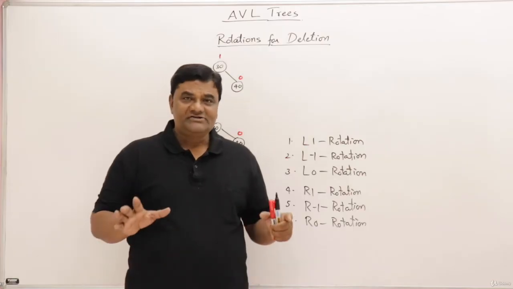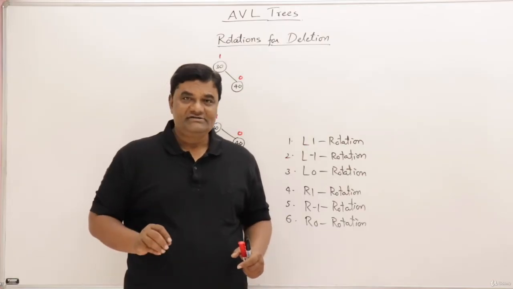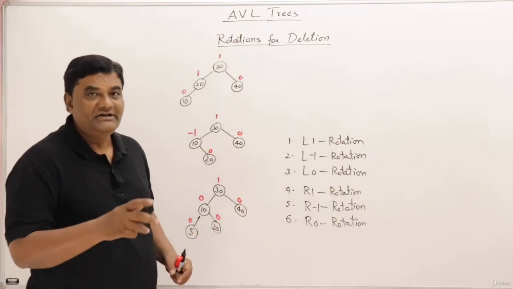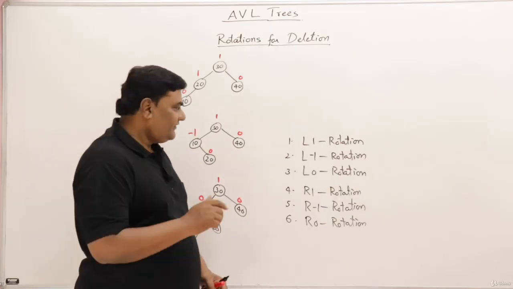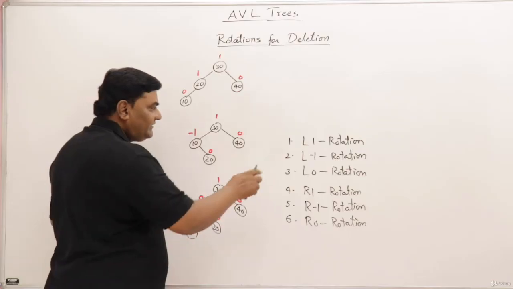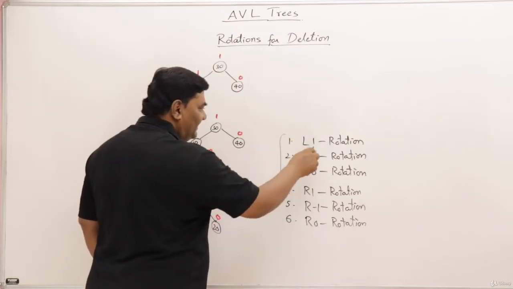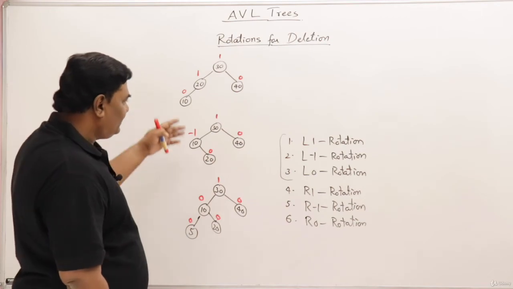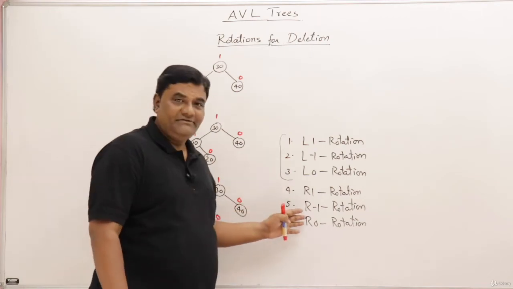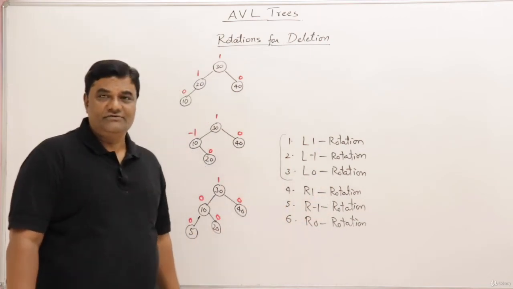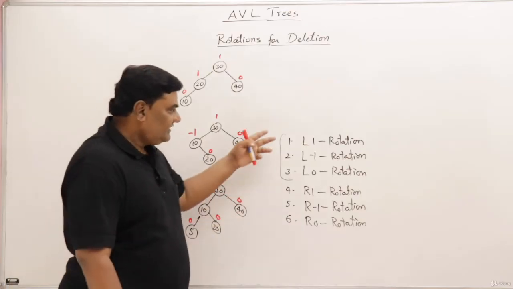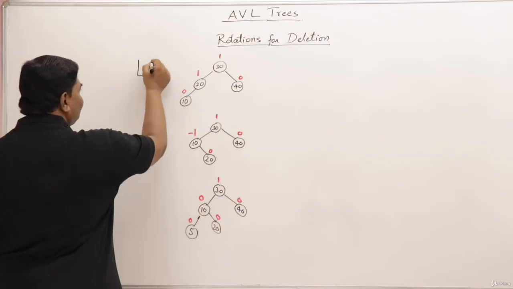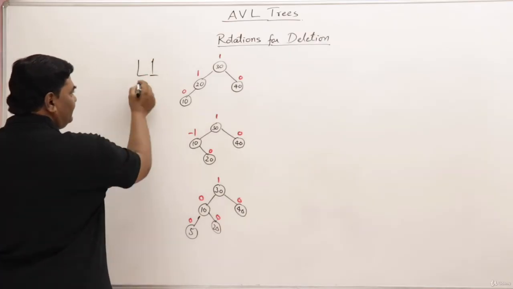It will not take much time for me to explain these rotations. I have already taken some examples, and through those examples we will learn about them. First we will learn about these 3 rotations, that is L1, L-1 and L0 rotations, right? For that I already have examples. Then after that we will see R1, R-1 and R0 rotations. So let us look at these L rotations. First rotation, this is L1 rotation.